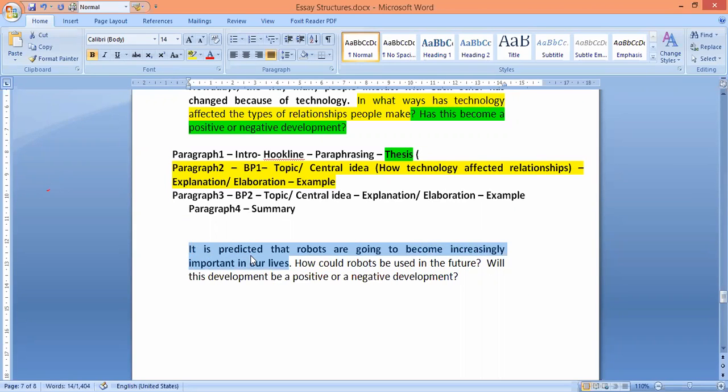It is predicted that robots are going to become increasingly important in our lives. How could robots be used in future? You will tell how they can be used. Will this development be positive or negative? You can say robots can be used as machines, like they'll serve in the restaurants. It will be easy for doctors, as robots will do the surgery. That's how they will be used. And is it negative or positive? You can say it is a positive development, because people will easily get treatment. The treatment will be cost effective or less expensive.